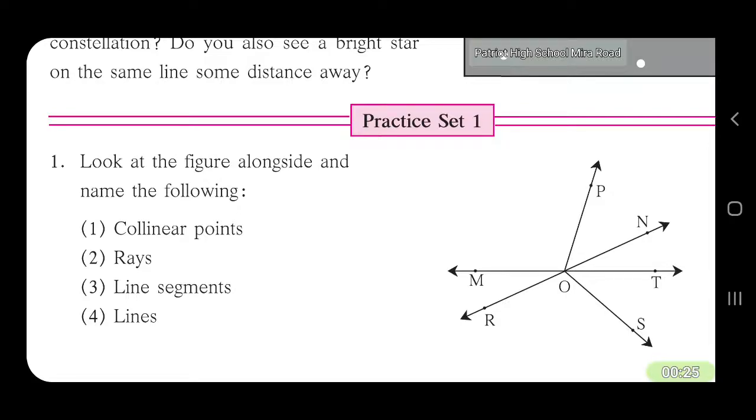Now, if we consider the line MT, you can call it a line because it has arrowheads at both the ends. Therefore, the line extends in both the directions up to infinity. And 3 points. What are the 3 points lying on the line? Those are M, O and T. These are the collinear points. All the 3 points are lying on the line MT.